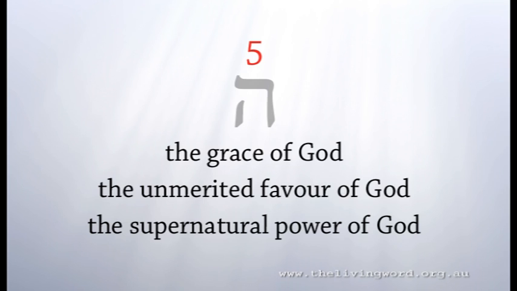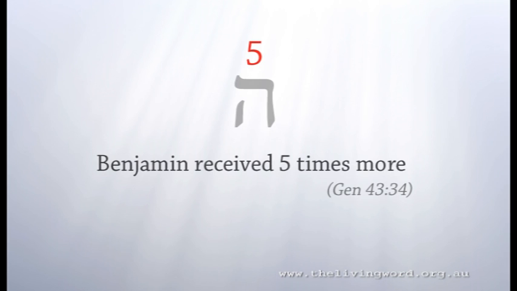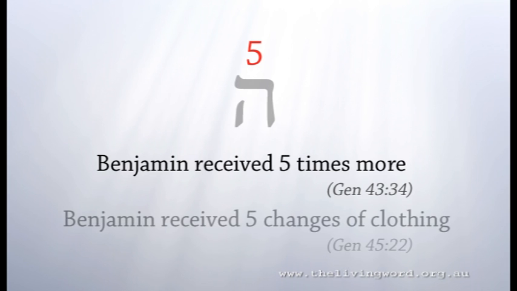In the closing chapters of Genesis, we read how Joseph, who is a type of the Messiah, was reunited with his brothers in Egypt. Benjamin was the younger brother of Joseph. They were both born to the same mother, Rachel. Benjamin received 5 times more from Joseph than the other brothers. In Genesis chapter 45, we learn that Benjamin also received 5 changes of clothing from Joseph.